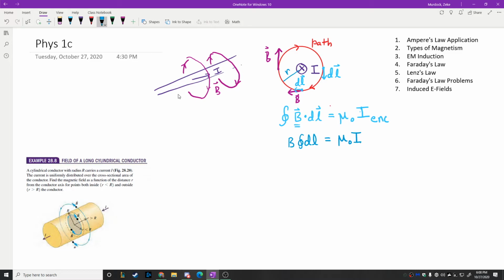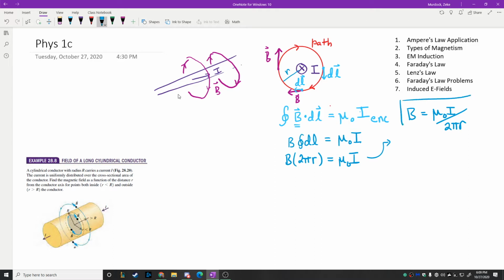And then this path integral just says to integrate the path, which is going to give us the length of that path. And since it's a circle, the length of the path is 2 pi times r. So this ends up being B times 2 pi r. And this allows us to get a result for the magnetic field of a long current carrying wire, which is that the magnetic field is equal to mu naught times the current divided by 2 pi times the radius.